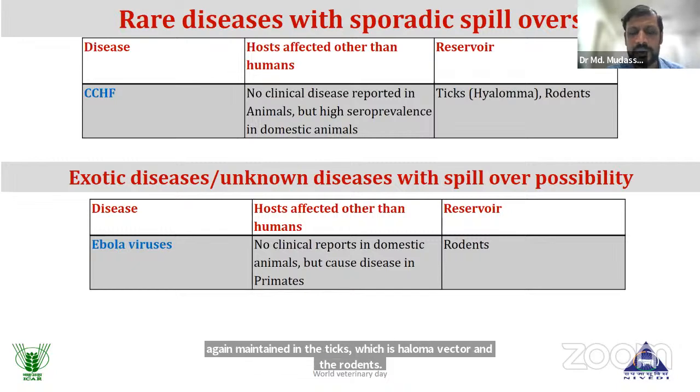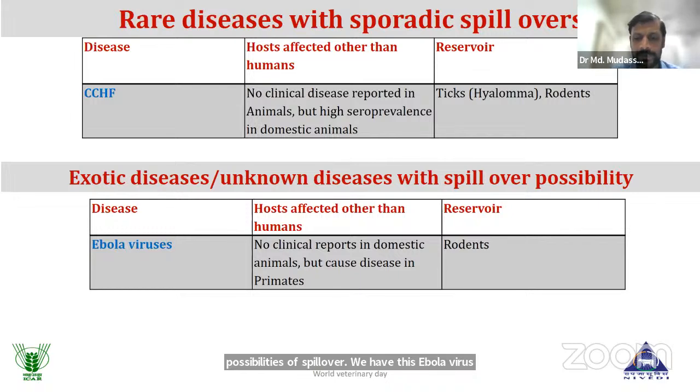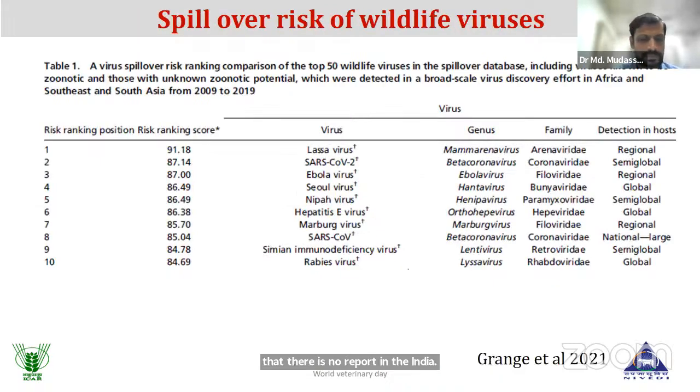Then there are exotic or unknown diseases with no possibility of spillover. We have Ebola virus, where there is one report; apart from that, there is no report in India. There are many viruses in this study. What they report is the spillover risk of these viruses. They have ranked the viruses which have the potential to lead to transmission in humans, and they have listed different viruses like Lassa, Ebola, and Nipah, which is also regularly reported in India from Kerala.